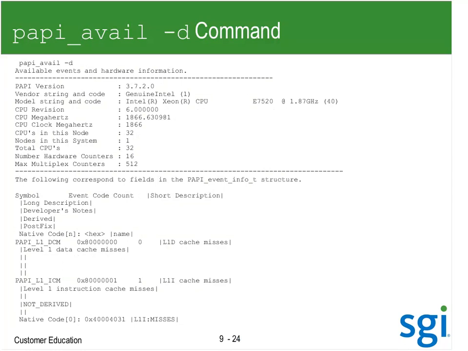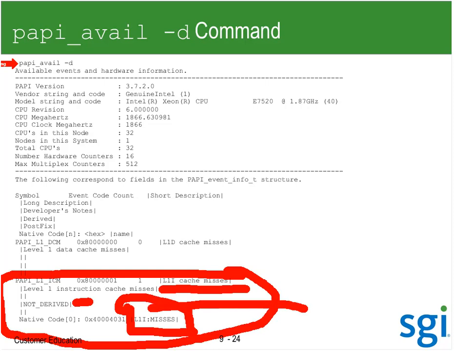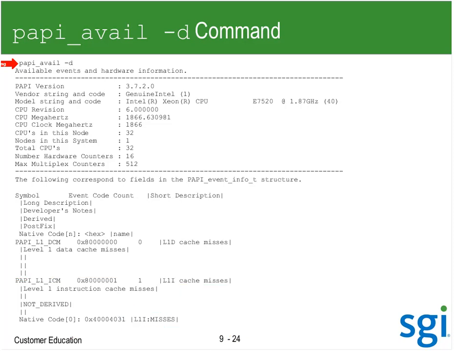I then did a papi_avail -d that would show me my events, and I've just got one event visible here that I'm going to look at. The PAPI_L1_ICM, that's level one instruction cache misses. It is not derived, and the actual hardware counter is L1I:MISSES. Now, that native hardware counter event might be different on Westmere or Sandy Bridge or Ivy Bridge. The cores that you've got are going to have different native hardware counter events. This is something that you would look up on the Intel website or in that David Levinthal manual that will describe all of these hardware counter events. So we're mapping that native processor event to a generic PAPI event.